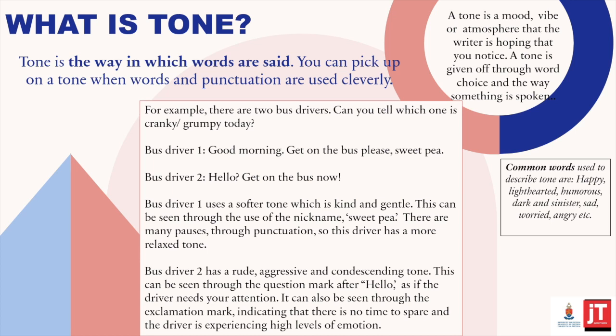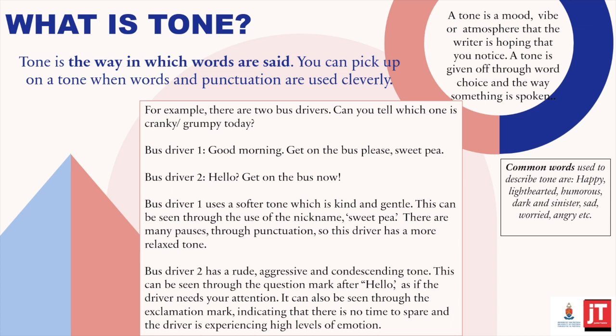But I think that we can all sort of agree that bus driver 2 perhaps didn't have his coffee this morning. Bus driver 1 uses a softer tone, which is kind and gentle. This can be seen through the use of the nickname Sweet Pea. Now, just note how everything that's said is backed by evidence. This is how you must answer questions. You must give as much detail as you can as to why you think the way you think. There are many pauses through punctuation, so this driver has a more relaxed tone. They're talking a bit slower.